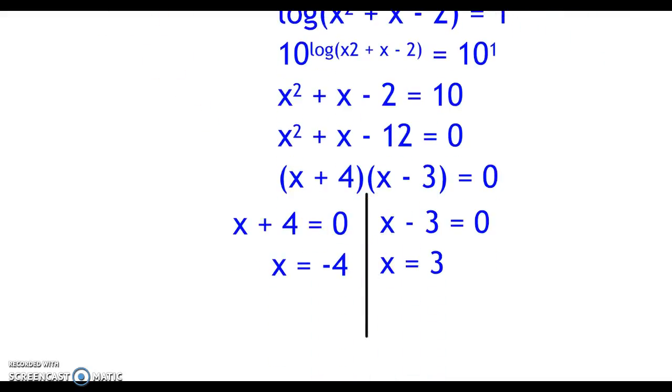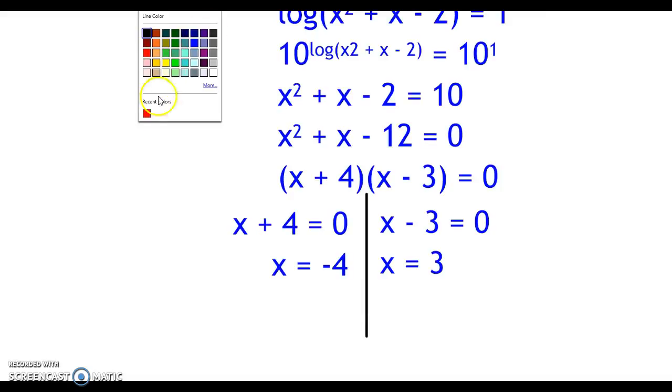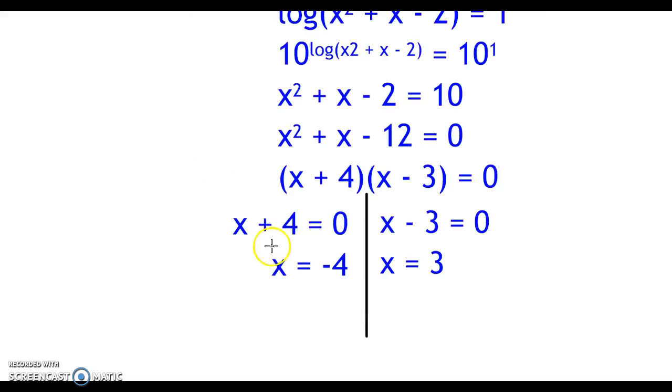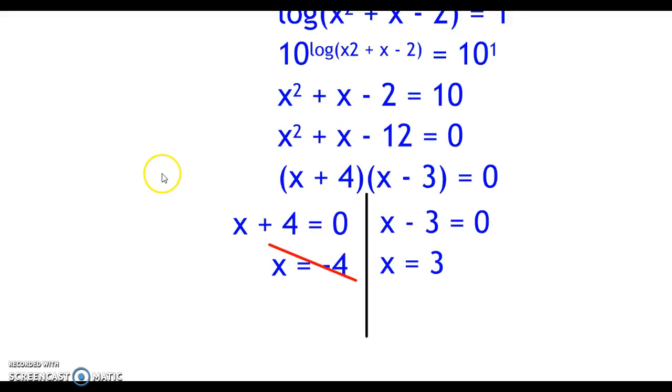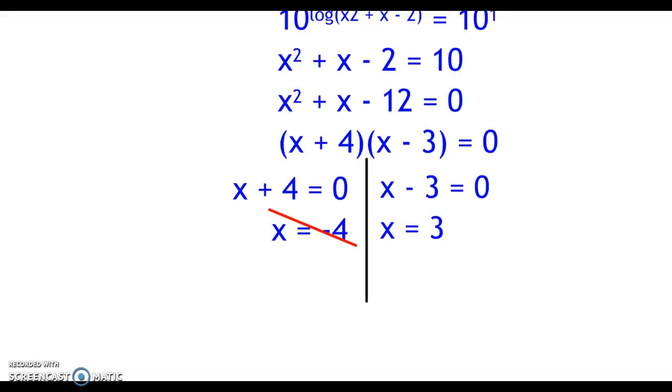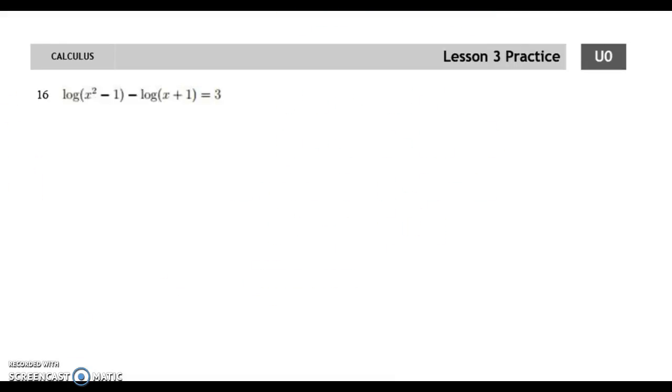Now, before we move on to the next one, I must tell you that one of these is extraneous. X equals negative 4 is extraneous because if we were to try to use it here, the log of negative 4 plus 2 would be the log of negative 2. And you can't take a log of a negative. I can't say it enough. So this one, x equals negative 4, we can refer to as, that's right, extraneous. But we do have one answer, x equals 3. Moving on to the next question.